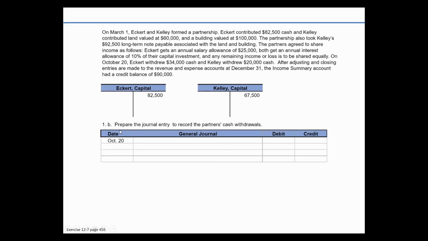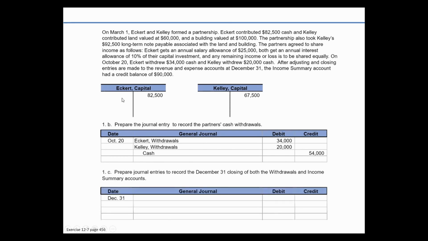So now we're going to prepare the entry for the cash withdrawals. So we see that Eckerd's withdrawal was $34,000, Kelly withdrew $20,000, and so then we would just debit withdrawals and credit cash of $54,000. And so again, that would go over here, and that would then reduce the amount of capital that each of them had. Now, we're going to prepare the journal entry in order to record a December 31st closing of both the withdrawals and the income statement.